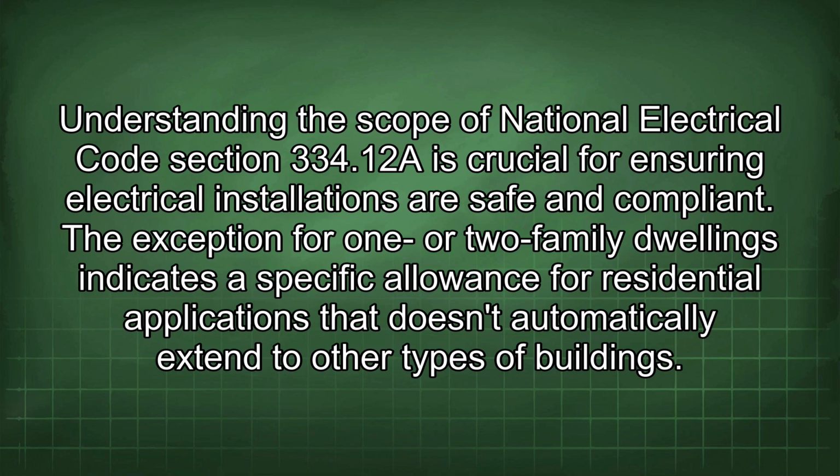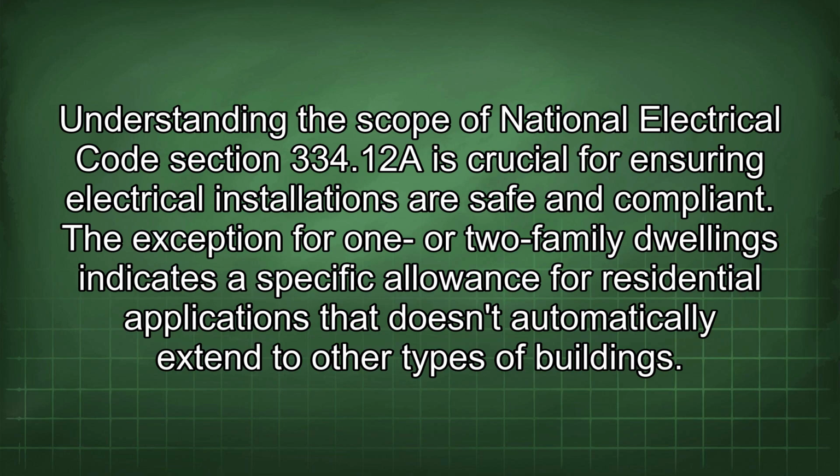Understanding the scope of National Electrical Code Section 334.12 is crucial for ensuring electrical installations are safe and compliant. The exception for one or two family dwellings indicates a specific allowance for residential applications that doesn't automatically extend to other types of buildings.